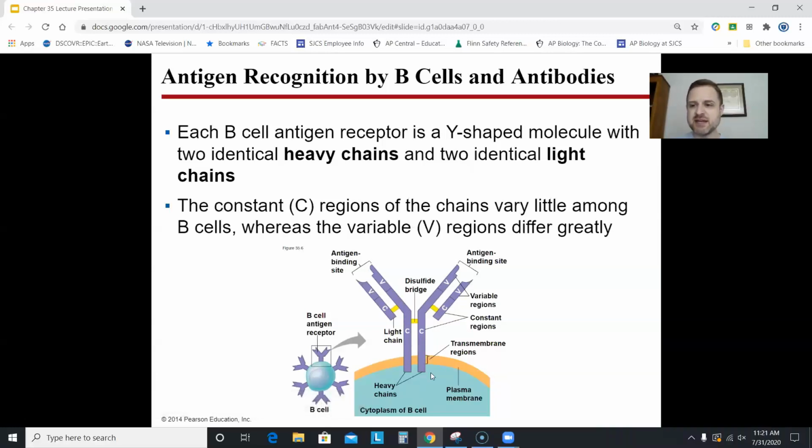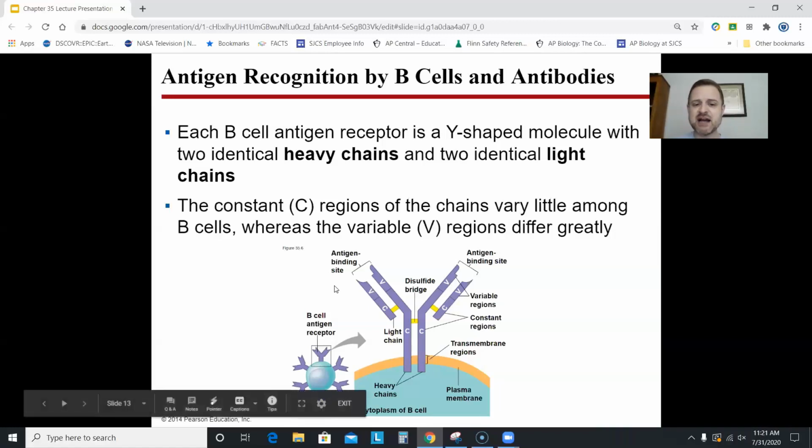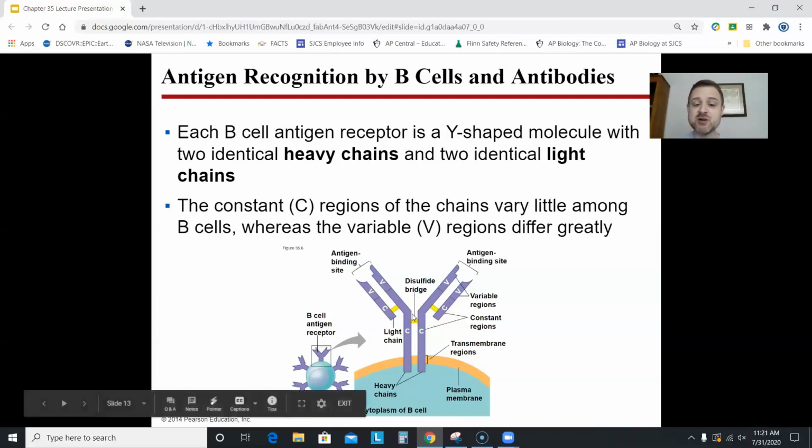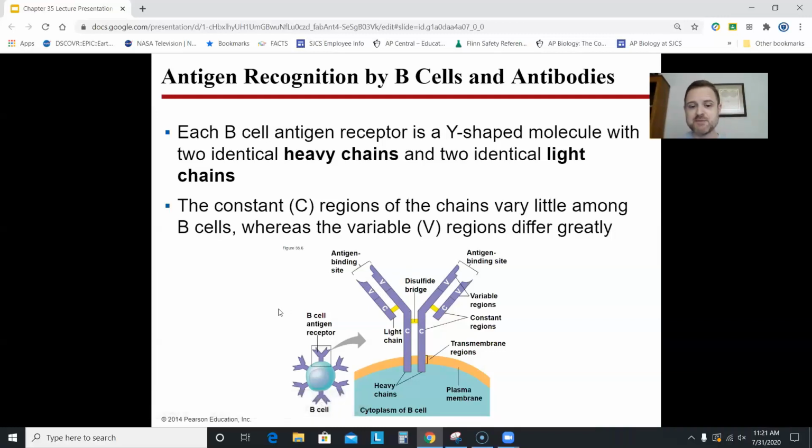And what's unique here is that a cell can make millions of different types of receptors by switching out the V parts and the C regions, almost like switching out Legos. So it doesn't take a million different genes to make a million different antigen receptors because you can swap them out, all right? And just note that the variable regions are on the ends where you actually bind to the antigen, okay?